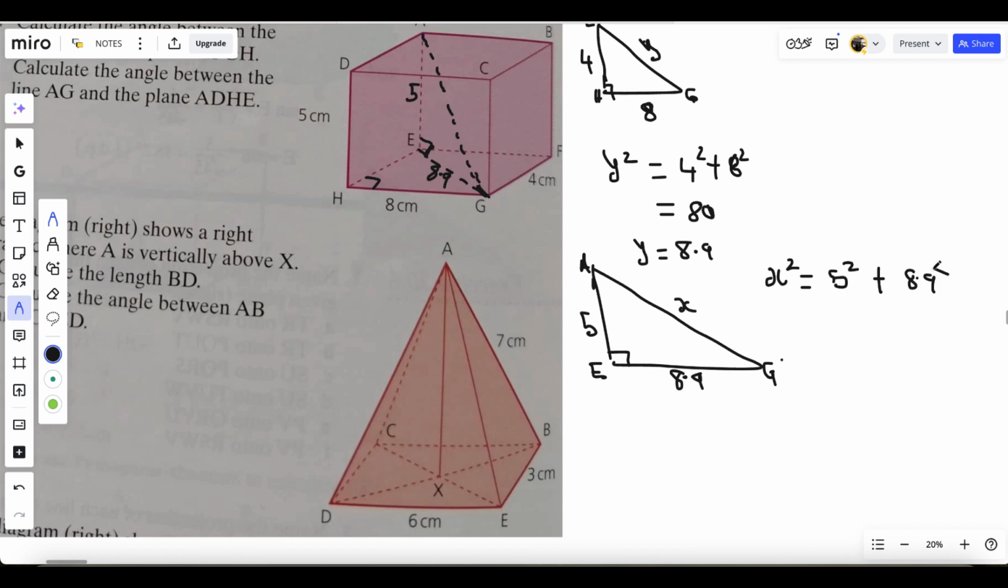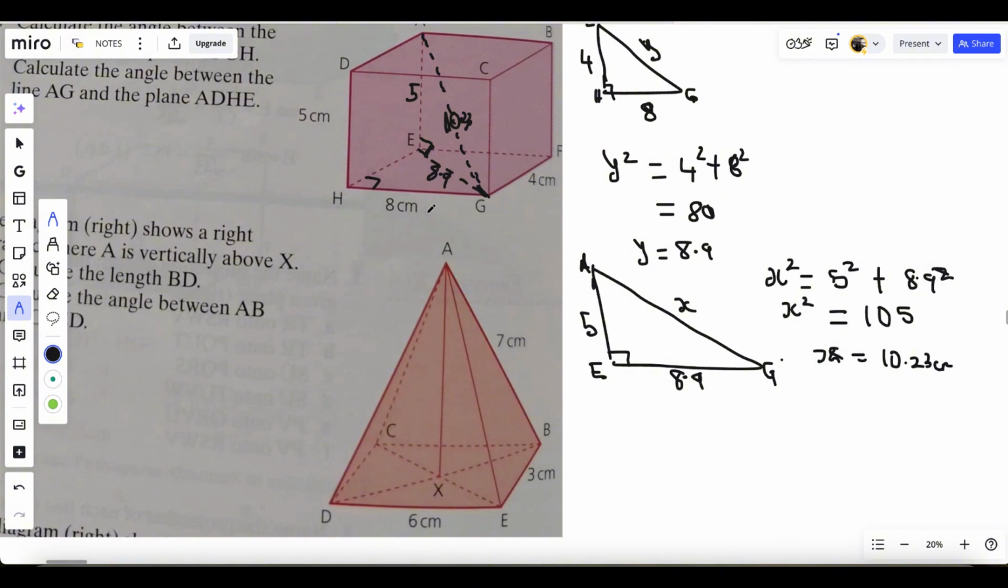Okay, so we get 25 plus 80. Can you add 25 plus 80? You will get 105, right? X squared equals 105. Find the square root of 105. We get 10 point what? We get 10.23. So that's our AG they're asking us to find. Our AG is 10.23 centimeters. Okay, that's what the question wants from you. That's your AG.